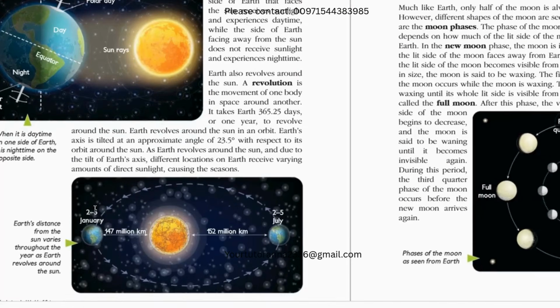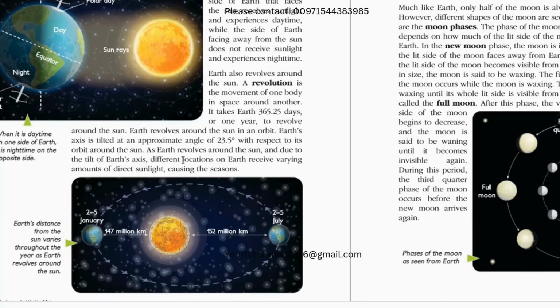Because of this revolution and the tilt of the Earth's axis, both of these things, different locations on Earth differ. Remember, whenever we have summer in the Middle East, it's not a must that we have summer in other countries. So right now in Australia, it will be winter. Do you understand?